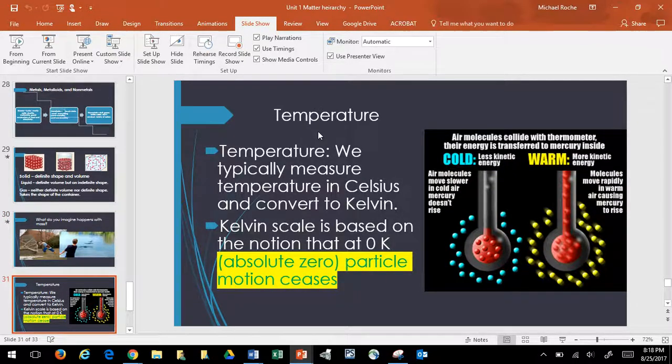So temperature is a measure of the average kinetic energy. We typically measure temperature in Celsius in the lab, but we convert it to Kelvin because Kelvin takes into account that at 0 Kelvin, and you should have discovered this in the FET, there is no particle motion.